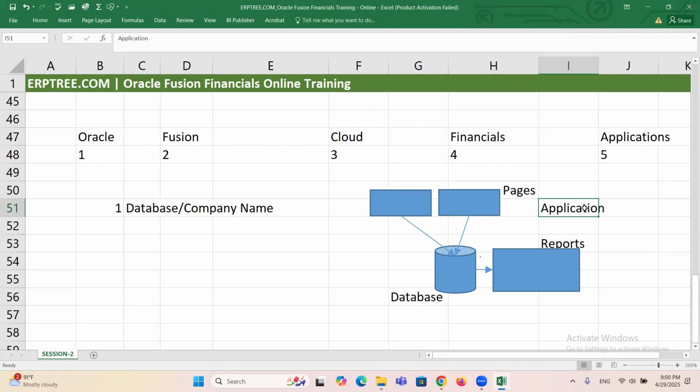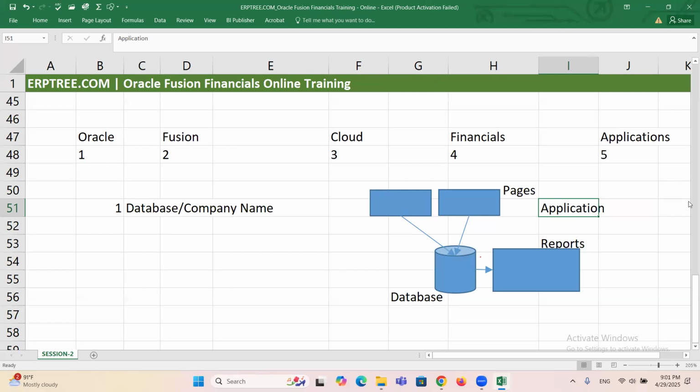Any application, not only Oracle application, any application should follow these three primary components. One is the database should be there. To input the data, we have pages. To view the data, we can use the reports. Directly from the pages also you can view the data, but you can see only limited data. If you want to see a large volume of data, we can go through the reports. So this is how we have applications.